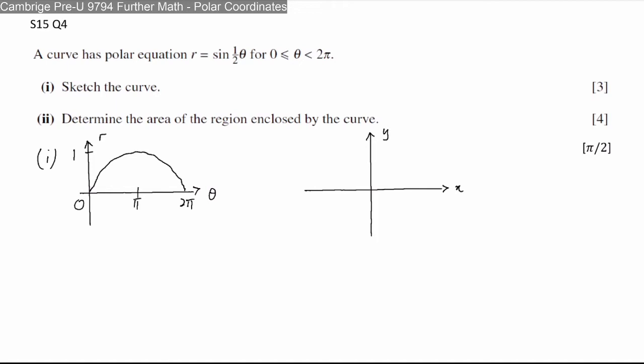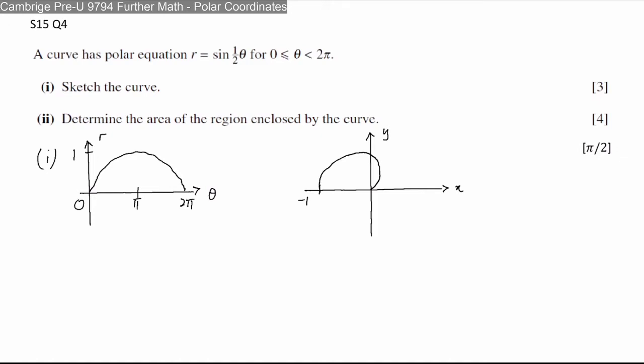On the left hand side that you can see here is the behavior for theta and r. So from there we just have to change this behavior of theta and r to the xy plane. At first we know that r equals 0, and then when it goes to pi, r is 1 here. Okay, this is what we can get for the first half of the graph, which is from 0 to pi.